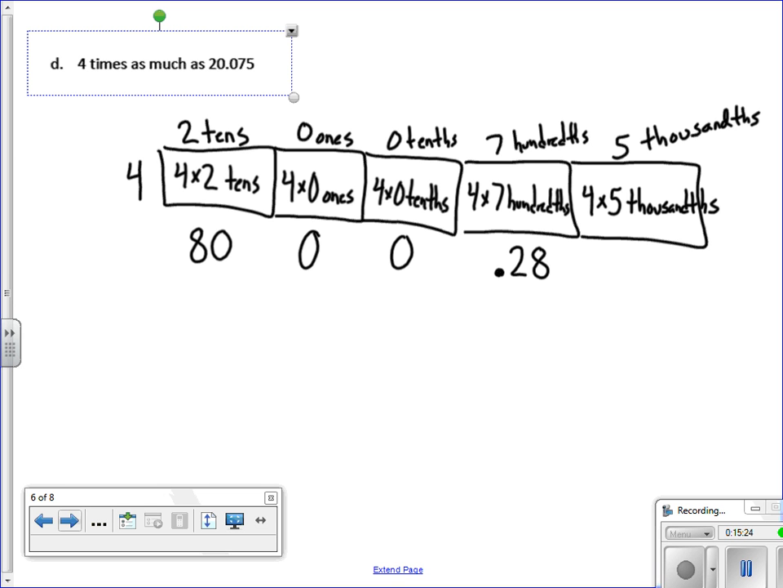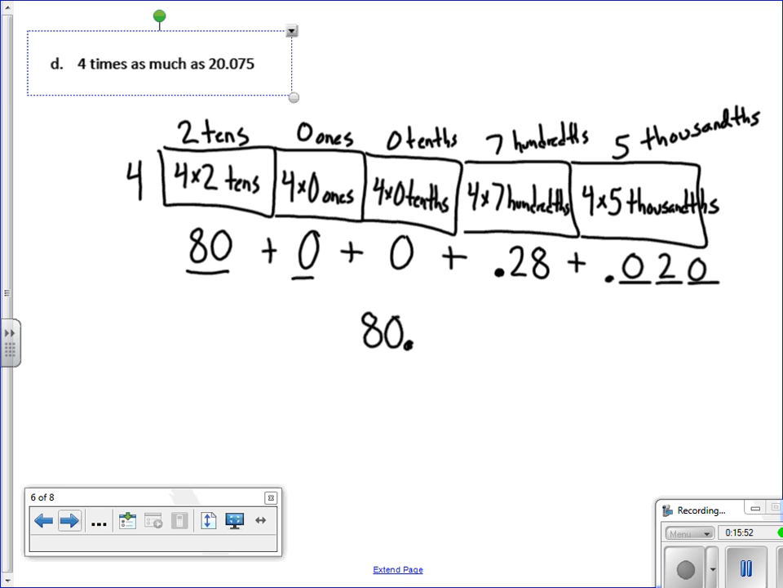Four times 5 is 20. We need to go to the thousandths, which is 3 places. 20 thousandths would look like that. If we're going to add them together, whole numbers, I've got an 80 and a 0 ones. 80 plus nothing is going to give us 80.